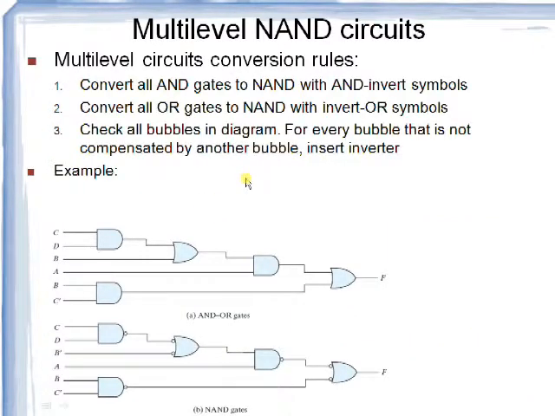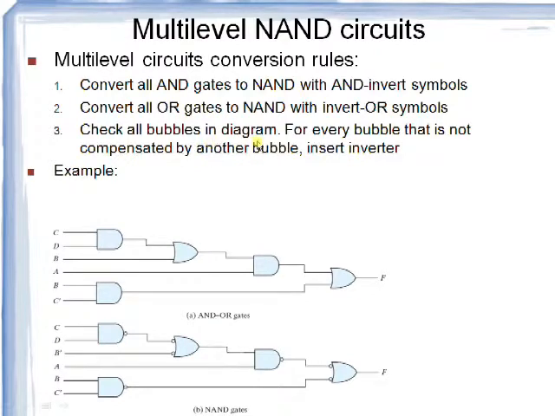Now let us see how to implement multi-level circuits with the help of NAND gates. So, multi-level circuit conversion rules. We have to follow these rules for implementing the multi-level circuits only by using NAND gates. Convert all AND gates to NAND gates with AND invert symbols. The first step is we have to convert all the AND gates to NAND gates with AND invert symbols, and convert all OR gates to NAND with invert OR symbols.